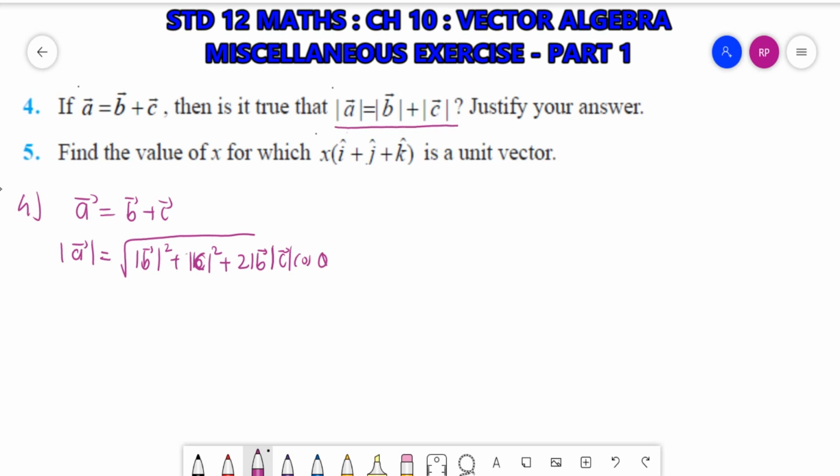Okay, so see, if A is equal to B plus C, that means its magnitude will be equal to under root of B square plus C square plus 2BC cos theta. Clear? So taking square, this will be equal to B square plus C square plus 2BC cos theta. Clear?